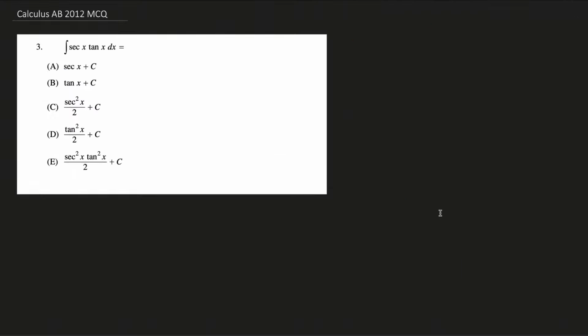What is the integral of secant of x tan of x? And I think the best way to do this is just to memorize the integral, right? The integral of secant of x tan x, you just need to know this fact that the derivative of secant, if I take the derivative of secant of x, that is equal to secant of x tan of x, so this is the integral.